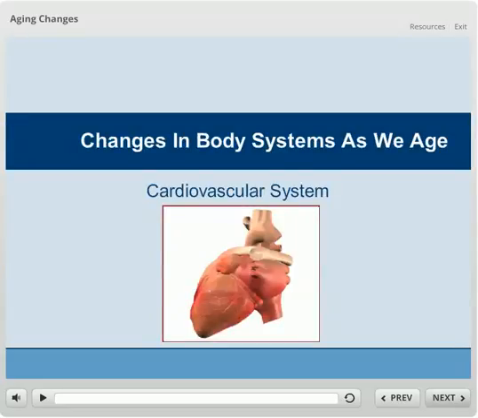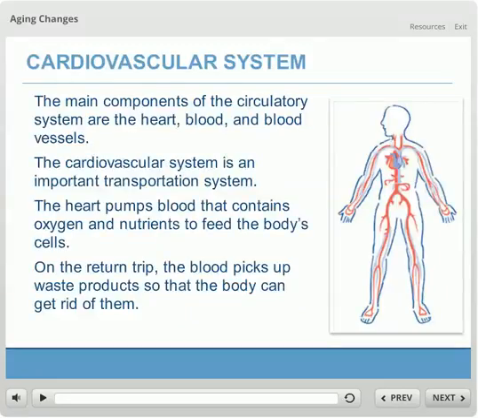Changes in body systems as we age, cardiovascular system. The main components of the circulatory system are the heart, blood, and blood vessels. The cardiovascular system is an important transportation system. The heart pumps blood that contains oxygen and nutrients to feed the body's cells. On the return trip, the blood picks up waste products so that the body can get rid of them.